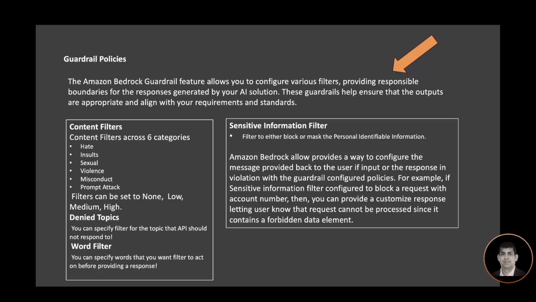Amazon Bedrock allows a way to configure the message provided back to the user if the input or the response is in violation of the guardrail configuration policy. For example, if the sensitive information filter is configured to block a request with account number, then you can provide a customized response letting the user know that the request cannot be processed since it contains a forbidden data element.